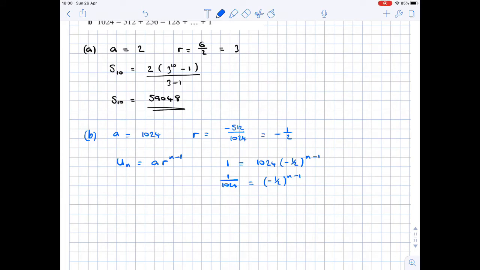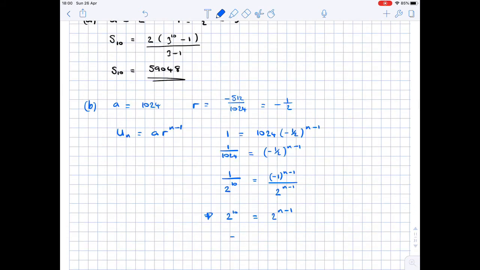Now here, we could go down the logarithm route to solving this. However, I recognise that 1024 is actually 2 to the power of 10. I can also rewrite the right hand side to be -1 to the power of n-1, using laws of indices, over 2 to the power of n-1. Now, -1 to the n-1 must be positive, so therefore 2 to the 10 is equal to 2 to the n-1, so therefore n-1 must be 10 and n must be equal to 11.